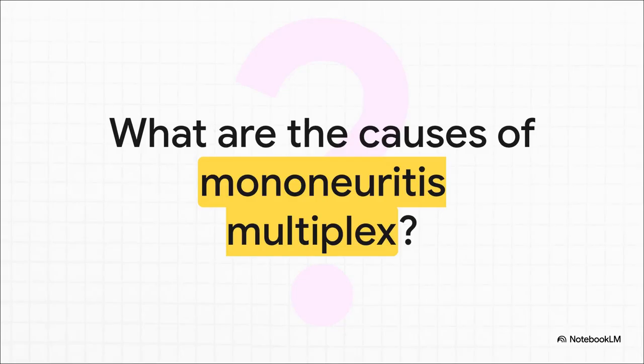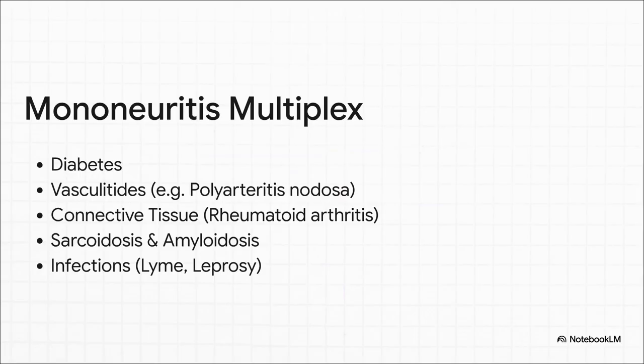Finally, they might decide to throw a curveball at you regarding an asymmetrical presentation, asking, what are the causes of mononeuritis multiplex? Now remember, mononeuritis multiplex is simply the asymmetric involvement of multiple individual nerve trunks. Again, group your answers. Start with diabetes, then move into the vasculitis like polyarteritis nodosa or Wegener's. Follow that up with connective tissue diseases like rheumatoid arthritis and SLE. Throw in sarcoidosis and amyloidosis, and round it out with infections like Lyme disease and leprosy. Structured thinking proves you're a safe, thorough doctor.